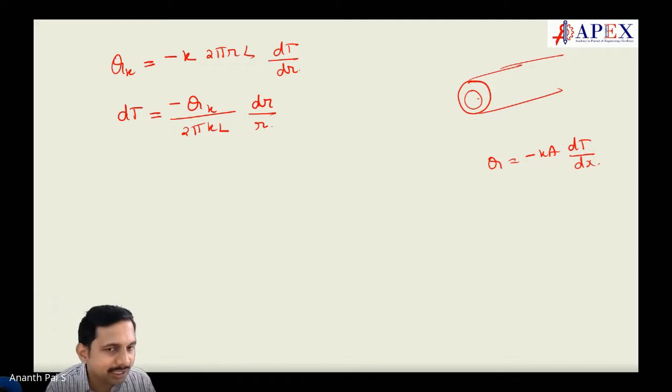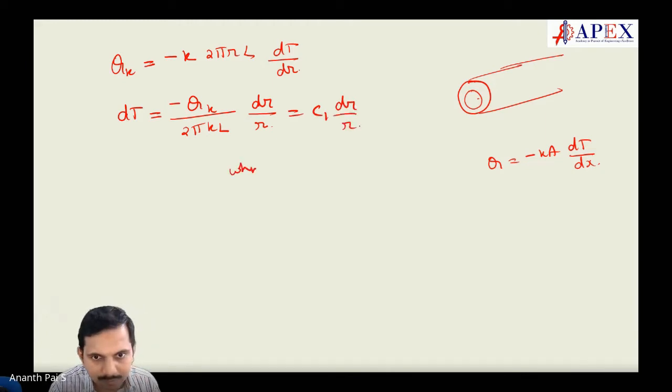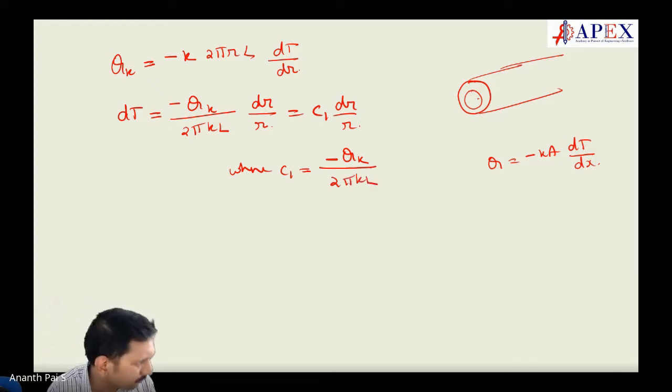So dT is equal to minus Q_K by 2 pi K L into dr by r. Now integrating, what do you get? I will write this as C1 into dr by r, where C1 is equal to minus Q_K divided by 2 pi K L, which is a constant. Then the temperature is equal to C1 into log of r plus a constant C2.